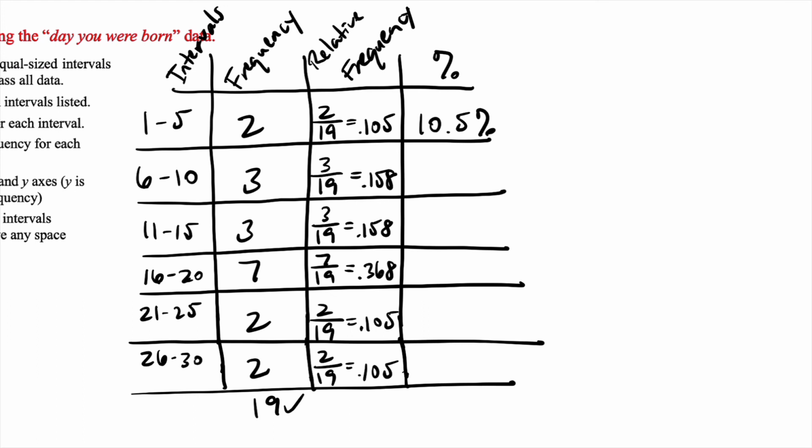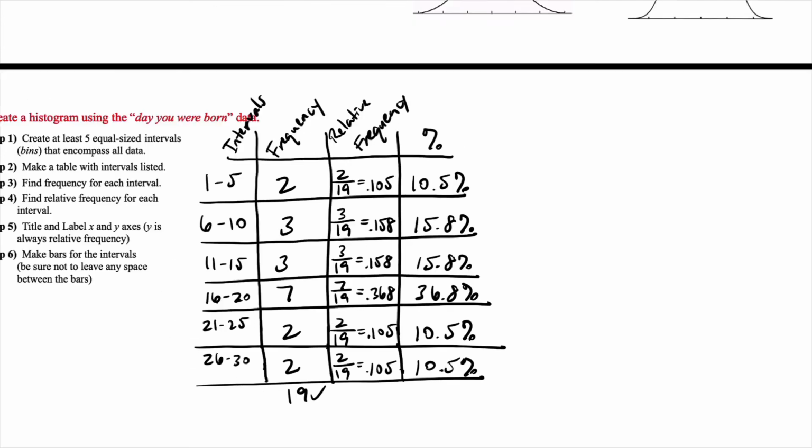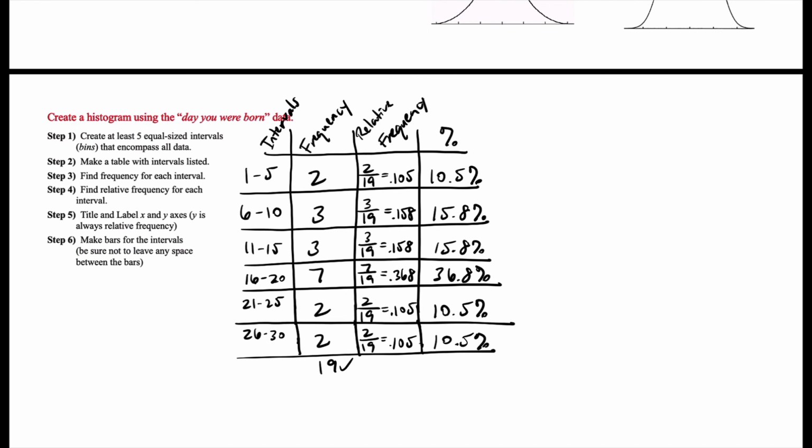The second one, you move the decimal 2 times to the right and you get 15.8%. Same thing here. Then you get 36.8%, 10.5%, and 10.5%. Okay.